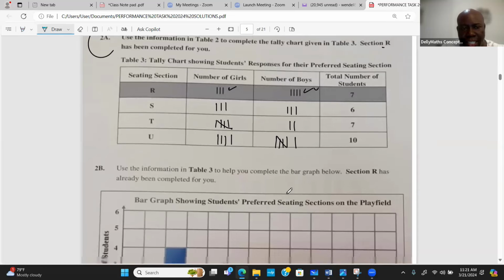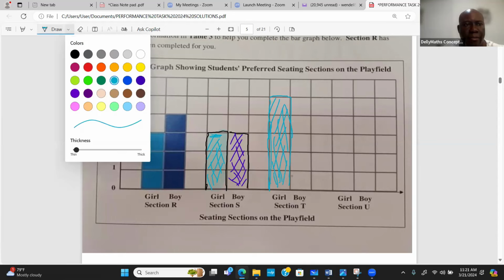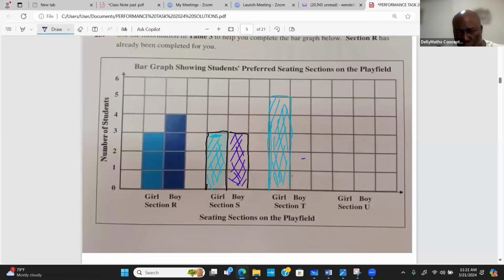Let's go for section T. In section T, we have 5 girls and 2 boys. All right, so let us bring the girls up to 5. All right, let's shade it. And we have 2 boys. Let's use the purple, and we're going to bring it up to 2. Let's shade that for the boys. Right there.